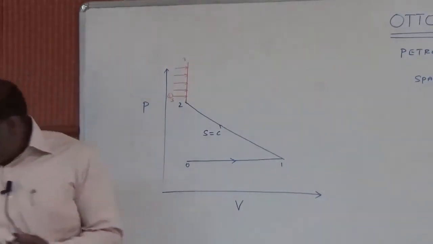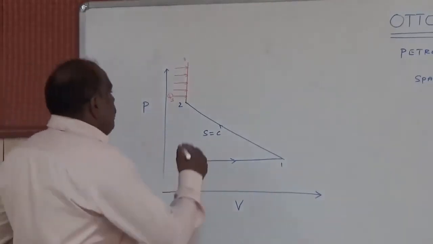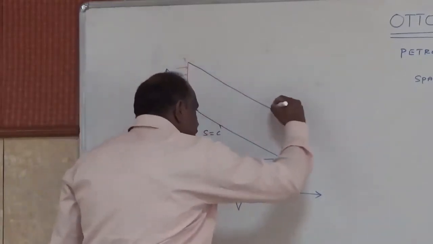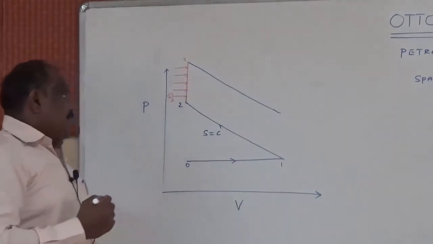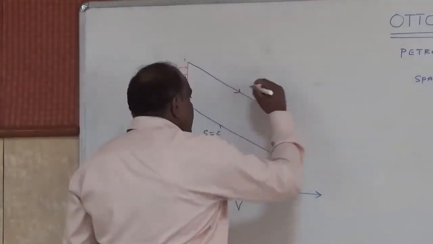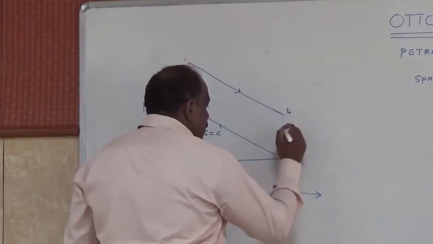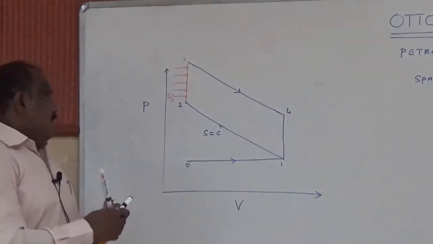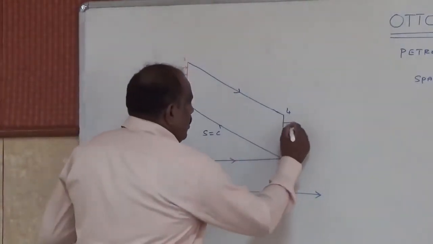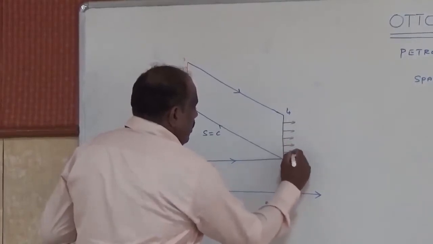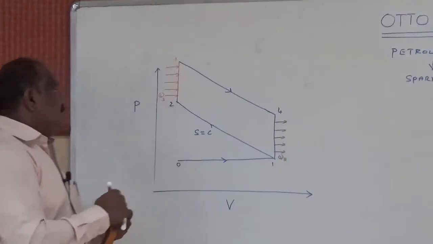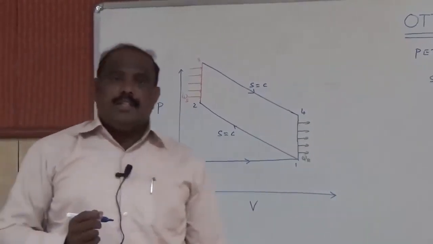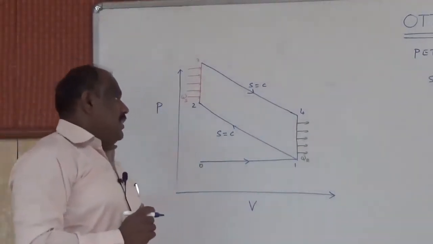During the power stroke, the piston will be moving from the TDC to the BDC because of the expansion of the gaseous combustible mixture, which is given by 3 to 4. 4 to 1 is once again a constant volume heat rejection, which is given by QR. This process 3 to 4 is also isentropic in nature, that is, isentropic expansion takes place in the engine cylinder.